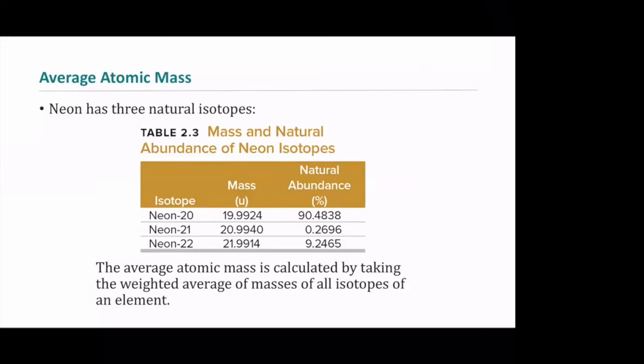So, what's your name? Houston. Houston said this number, the atomic mass, is the average of all the isotopes. Let's see where it comes from. Neon is 20.1797. This is where that number comes from, right here. Let's do it.